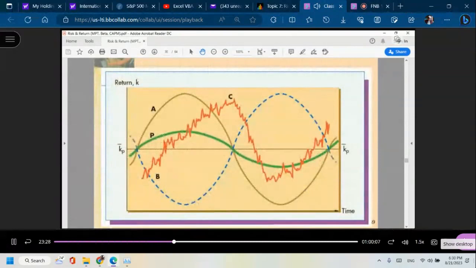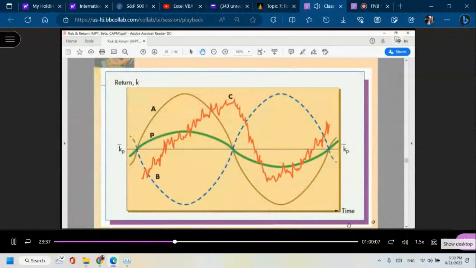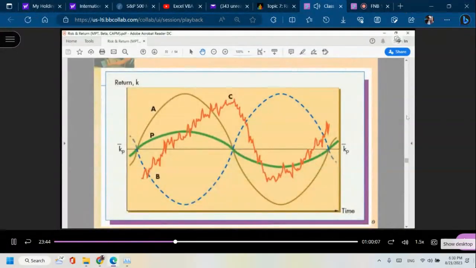Okay, so let's take a look at this. What does this tell you? What does this mean? What is this graph showing you? First of all, suppose you are picking a stock A. This is stock A, company A, and you see this is basically the variance from here. This is the variation in the return, right? And this is the mean return.